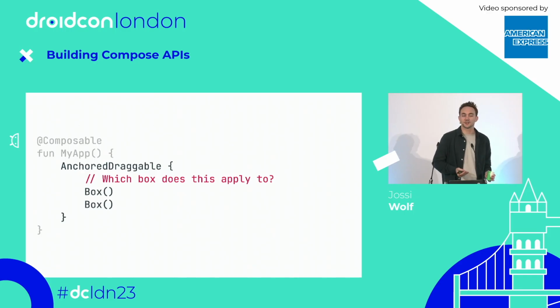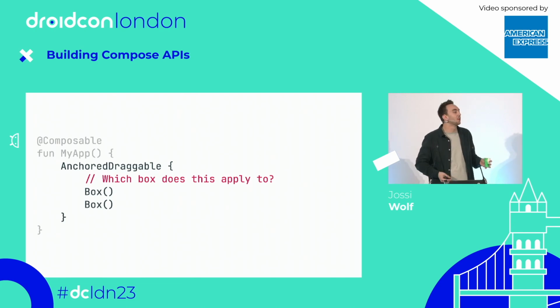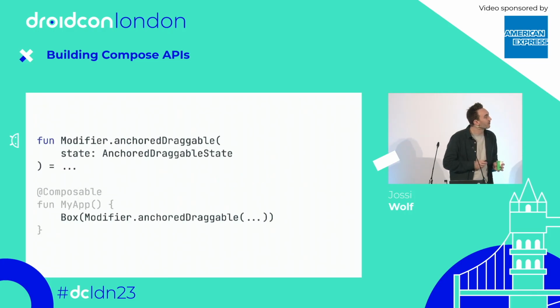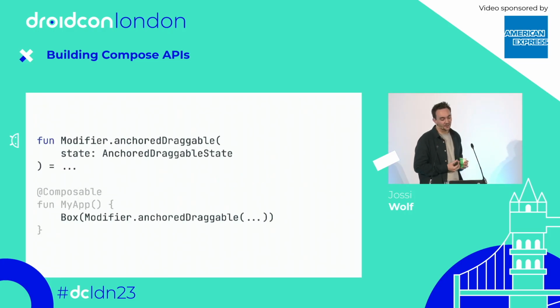What exactly is the intended behavior? And how would this work? Which box does it apply to? Does it just apply to the entire container? Or what are the semantics? Whereas if we, for example, experiment with a modifier and we say, hey, how about we take this modifier, and we just apply it to one box, things become a lot easier, things become more clear to understand.